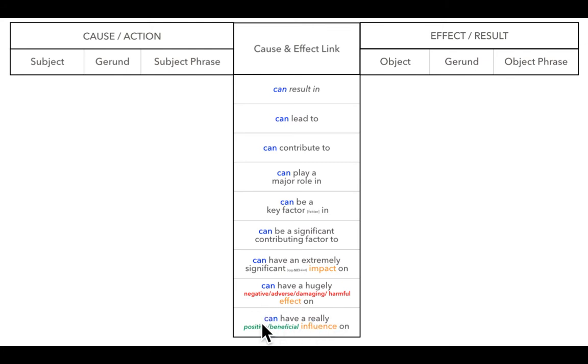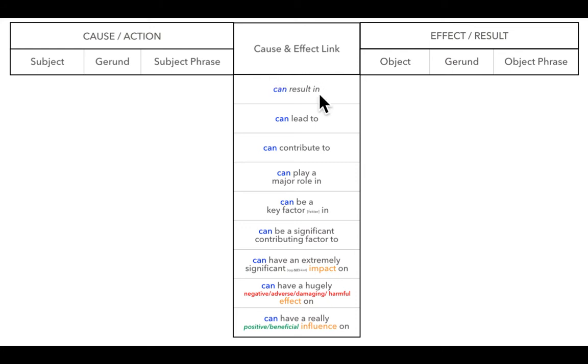Can have a really positive influence on. So here we have the bad ones, now the good ones: positive and beneficial. Beneficial. Not "beneficial" like a fish that swims in the ocean. Don't say that. A lot of our European cousins say it that way. So can have a really positive influence on, or can have a really beneficial influence on.